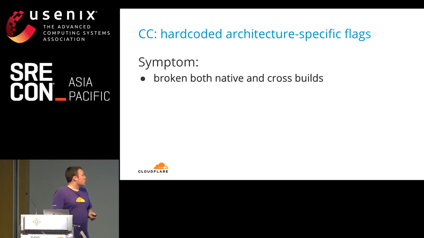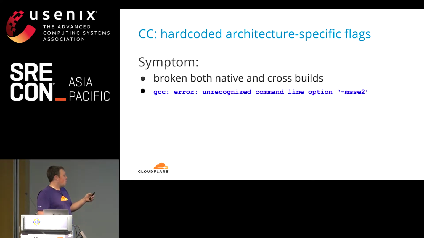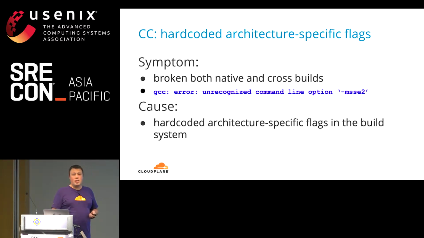So the first thing we encountered is we can't compile software for ARM. We tried both cross-compiling and also natively compiling it for ARM on an ARM64 server. And both builds are broken. And you get some error like this: unrecognized command line option -msse2. The cause here is that when somebody designed the build system, they used this flag, which is x86 specific. If you feed it to x86 GCC, it will consume it. If you feed it to an ARM GCC, ARM doesn't know what to do with that.